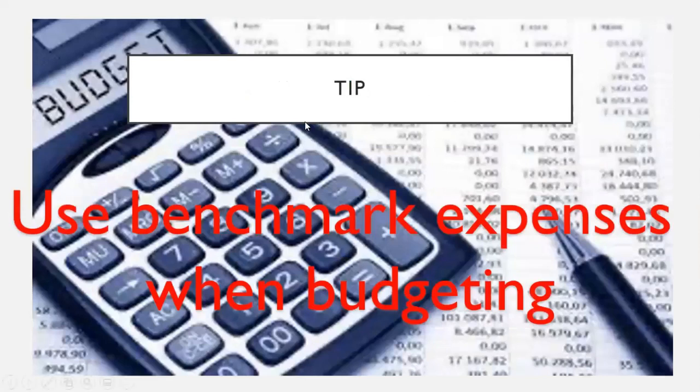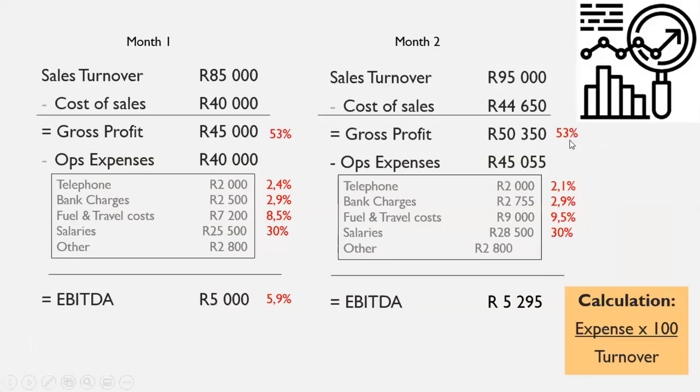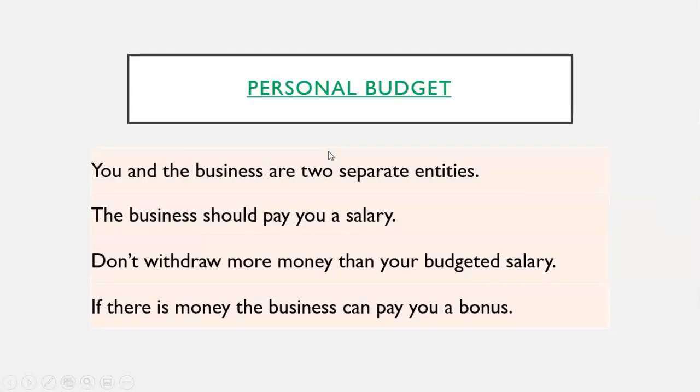And then just as a final tip, when you do your budgets for the following year, you can use these benchmark expenses. So if, for example, you decide that you want to increase your sales turnover by 10%, if you have these percentages in a spreadsheet, it can automatically calculate what these amounts are. So if you increase this by 10%, it can calculate all of these relative percentages as to what you should be spending on a monthly basis on your different expenses in the business.